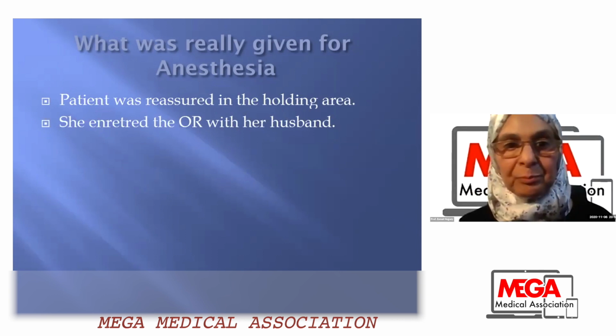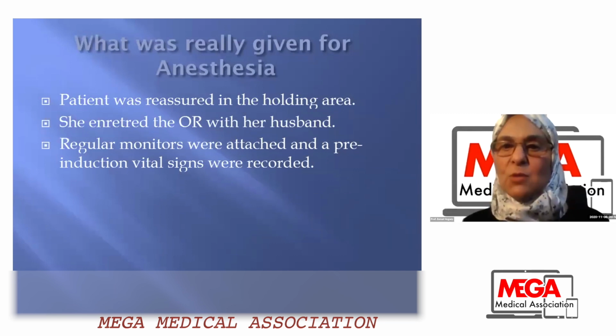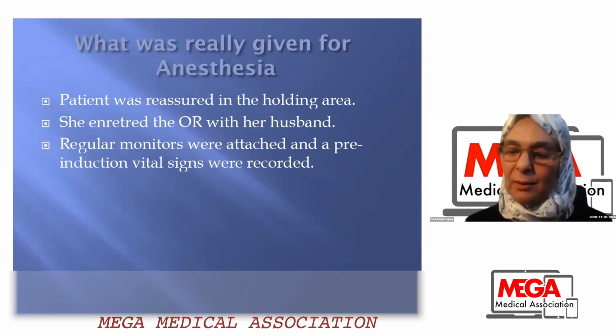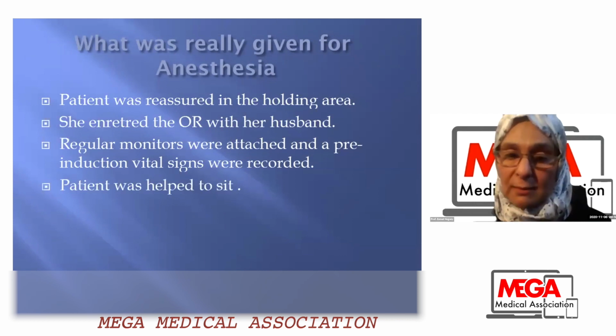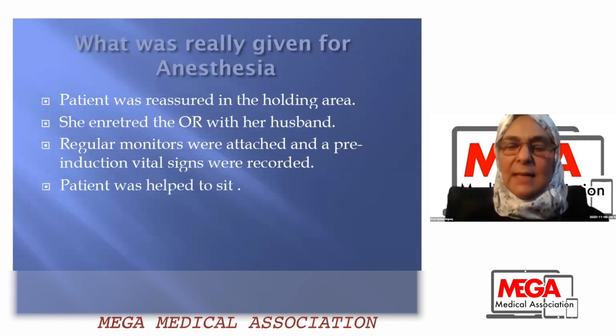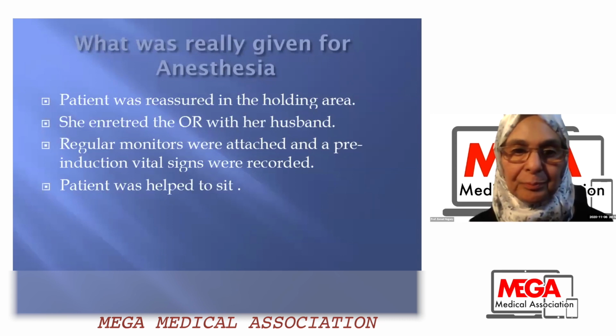Actually, he was the one hugging her and putting her in position when we asked her to sit to start the regional. Regular monitors were attached and pre-induction vital signs were recorded. They were all within normal limits. The patient was helped to sit. Remember, she is obese and edematous, and the husband was also holding her to sit properly. And of course, he was crying, and we put two nurses with a chair behind him, so if he collapses at any time, they can help him.